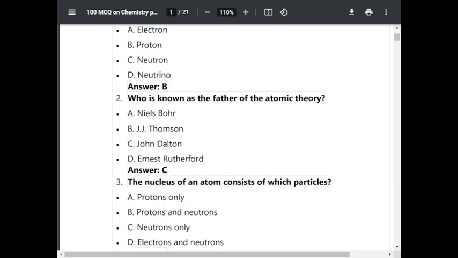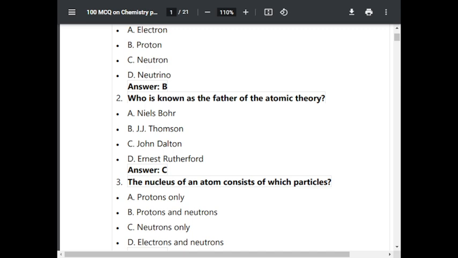Question number 2. Who is known as the father of atomic theory? Option A Niels Bohr, option B J.J. Thomson, option C John Dalton, option D Ernest Rutherford. The correct answer is C John Dalton. Dalton is known as the father of atomic theory.